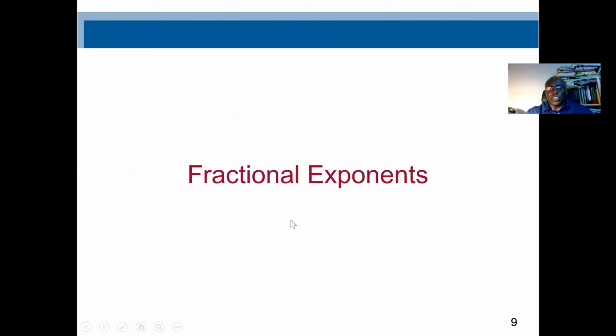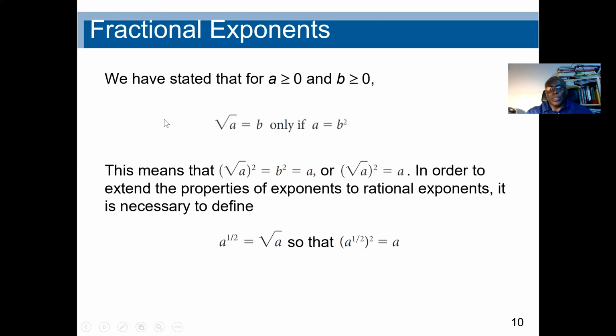So next we do the fractional exponents. We already stated that here we say a should be greater than or equal to 0, and also b should be greater than or equal to 0. So if I have a square root of a equal to b, it means b squared is a. We already stated this in the previous slide. And that's what we say here also. So the square of the square root of a cancels the square root. So the answer will be a.